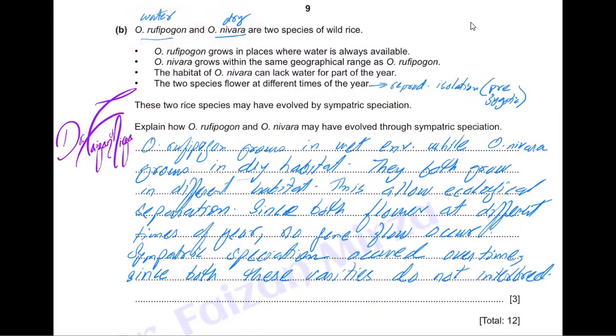These two rice species may have evolved by sympatric speciation. So explain how both of them may have evolved through sympatric speciation. In sympatric speciation, we know there is no geographical barrier. So of both the varieties, the first one grows in the wet environment, whereas the second one grows in the dry habitat, as provided to us in this information. They have given this information in these bullets. So this allows ecological separation, since both of them will flower at different times of the year. So this is isolation, which is pre-zygotic. There is no gene flow occurring, and sympatric speciation occurred over time, and both these varieties were not able to interbreed.